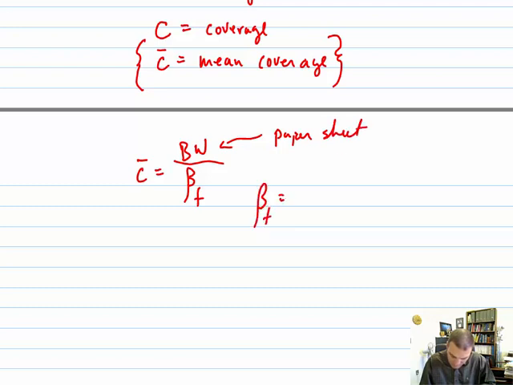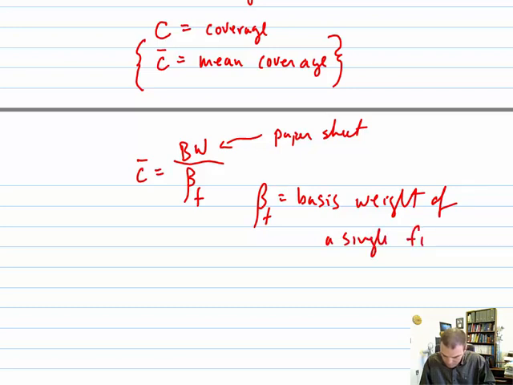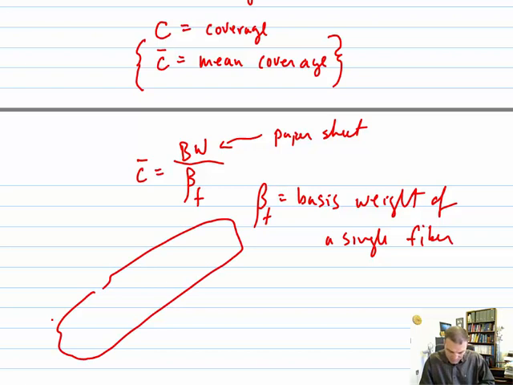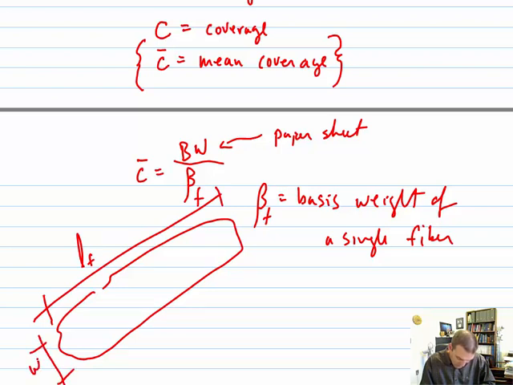And B sub F is equal to the basis weight of a single fiber. So if we thought of a fiber not as a line, but as something that has dimensions to it, and that fiber has a certain length, a certain width, and a certain coarseness, or mass per unit length, how could we calculate what the basis weight of this fiber is?